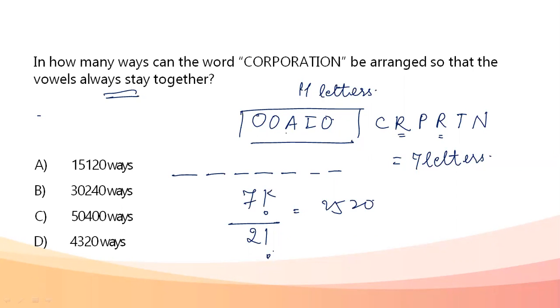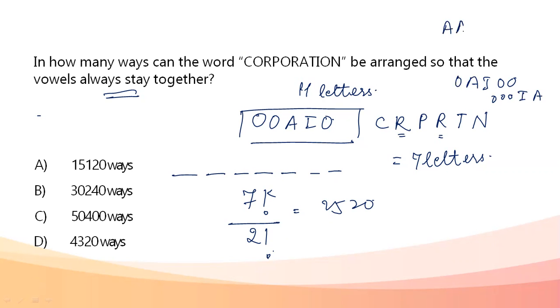Now, if we talk about these 5 vowels, internal arrangement of these vowels is also going to happen. Although all these vowels are going to stay always together, any of these can go at any place. It can be O, A, I, O, O, O also. It can be O, O, O, I, A also. Anything can happen, so internal arrangement of all these vowels also has to be considered.